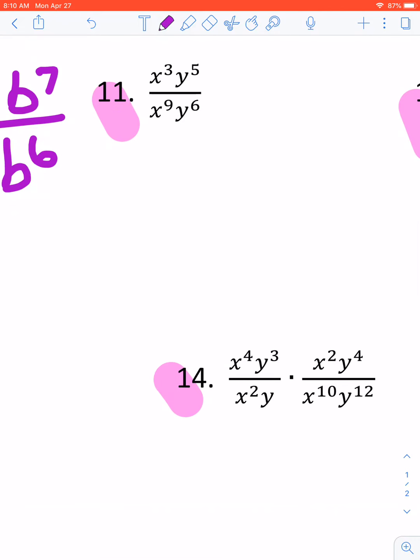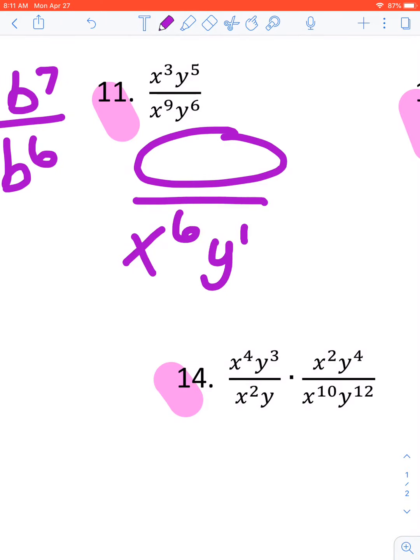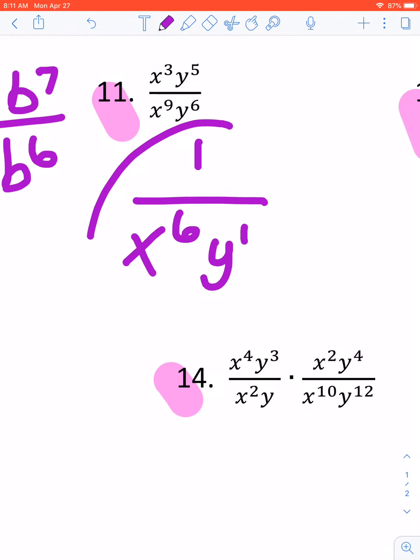Let's just try to do it together. Okay? So I have x3 and x9. So make my little fraction bar there. So I have 3 on top and 9 on bottom. So I have more x's on bottom. How many more x's do I have? Well, I have 6 more x's on bottom. And then I look at my y's. I have 5 y's on top, 6 y's on bottom. I have 1 more y on bottom. There's nothing up here, so mathematically I have to put a 1.